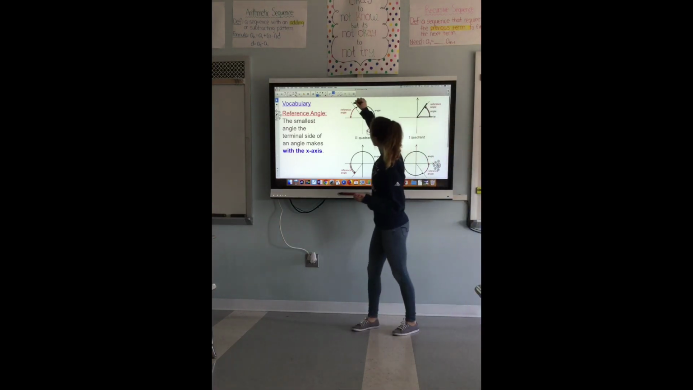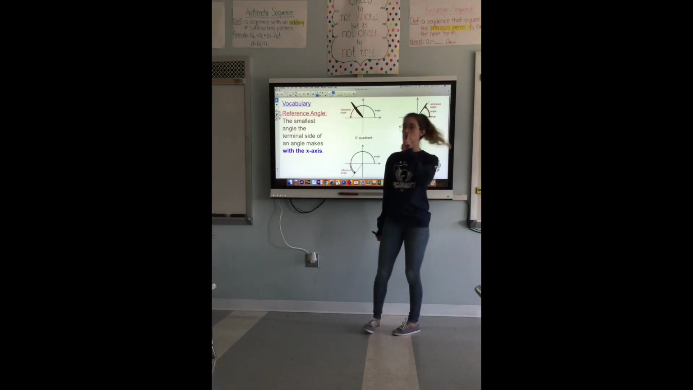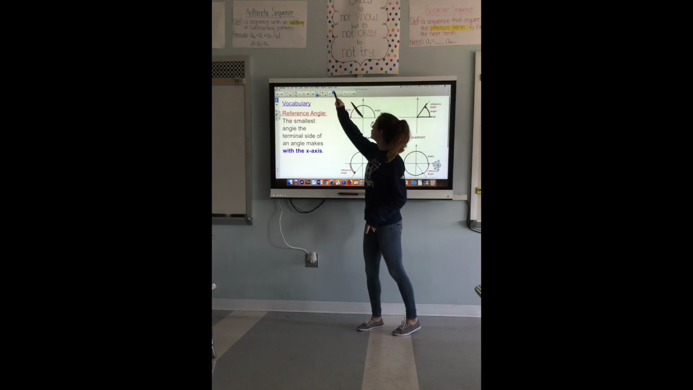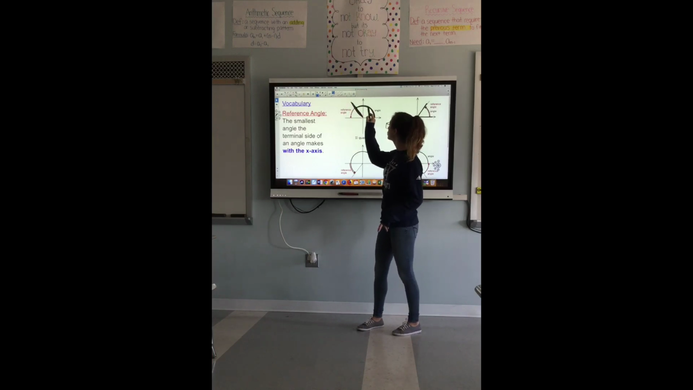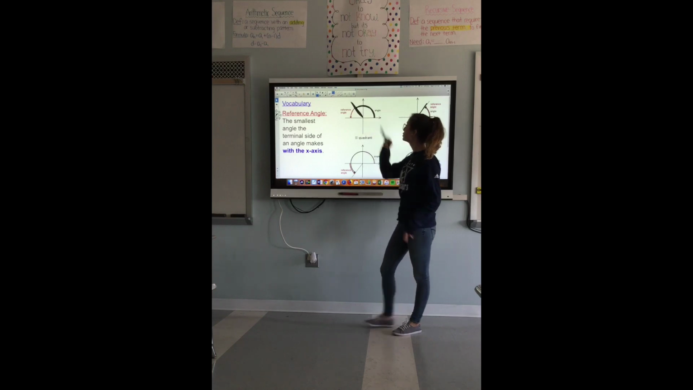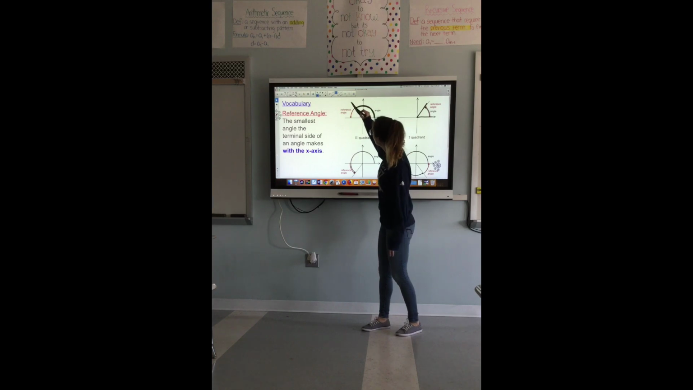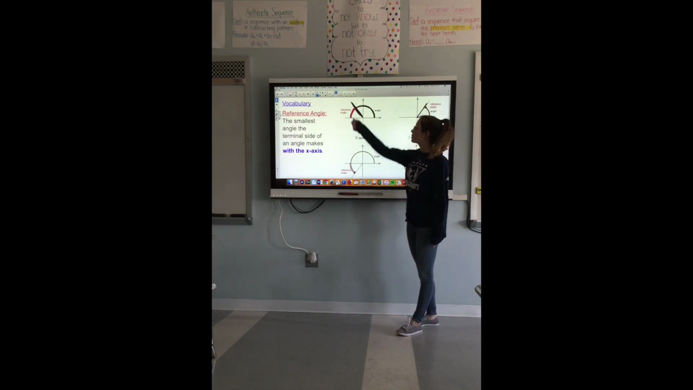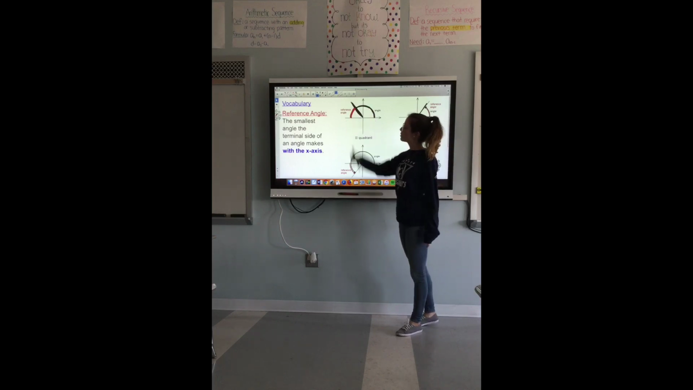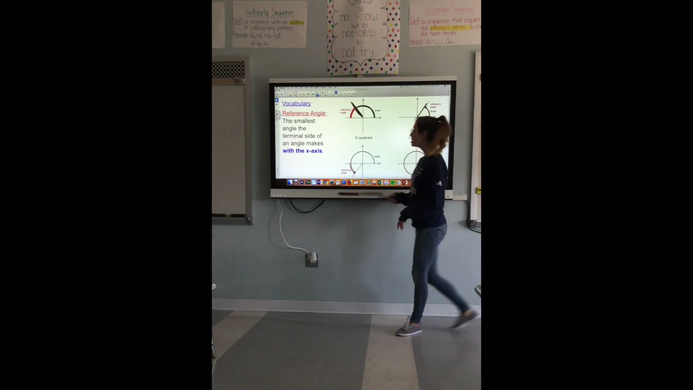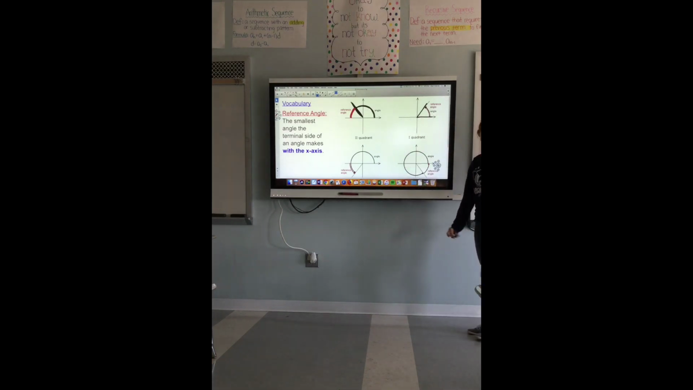Now, let's say we had an angle in quadrant 2, okay? You have 2 options for your angle. You can either look at where this angle is, so from the x-axis to the end of your angle, or you can look from your angle to the x-axis. Now, the red line is smaller than the black line, which tells us that this red line is our reference angle. And the same applies for all of these.